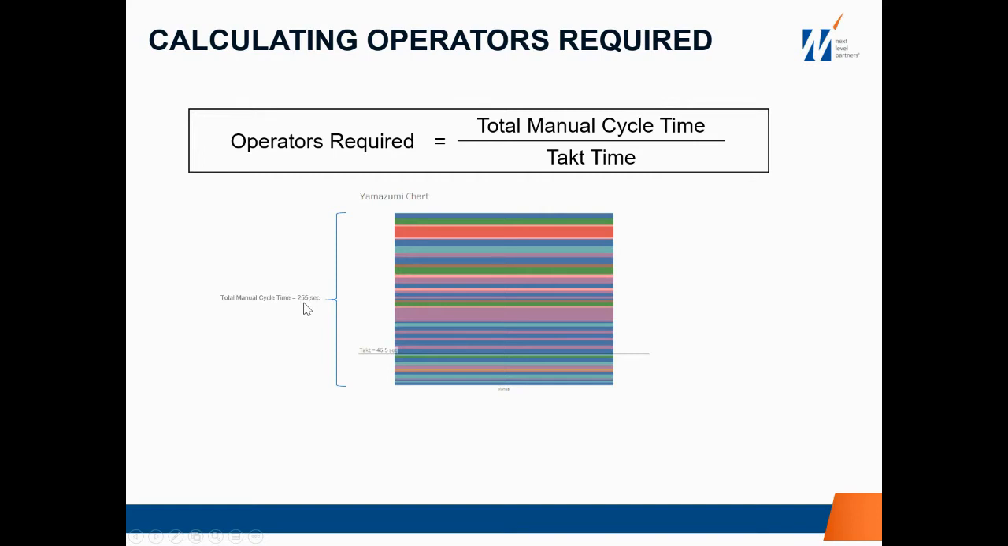Currently, our cycle times total to 255 seconds, and with our default parameters, our takt time is 46.5 seconds. That would calculate to 5.5 operators, which for practical purposes would mean we'd need 6 operators. We want the 5.5 to show on our dashboard.